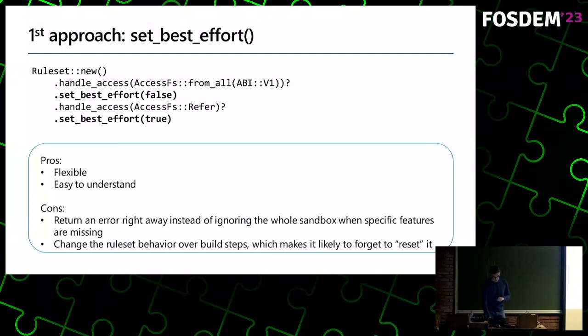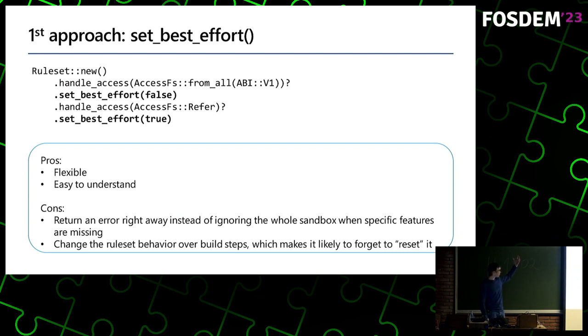So the first approach we took, I'll go quickly here, there are 3 approaches. The first one was to add a new method to the rule set builder pattern. It was a simple method to set or unset the best default approach. So if it was false, it was required to have this feature. In the example, an application that needs to move files from one directory to another needed to have the accessfs refer access right to allow this access. And if it wasn't the case, the sandboxing should not be enforced, otherwise it would break the application. So that is a requirement.